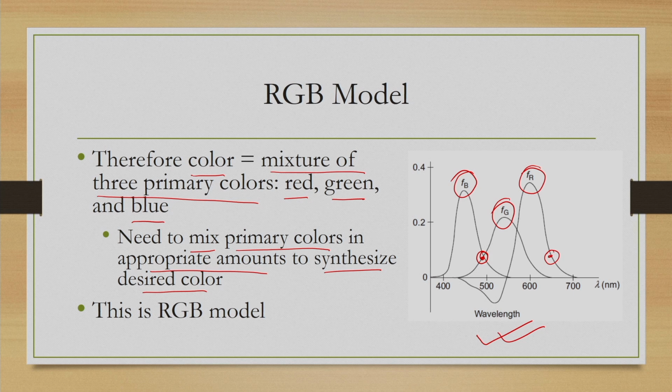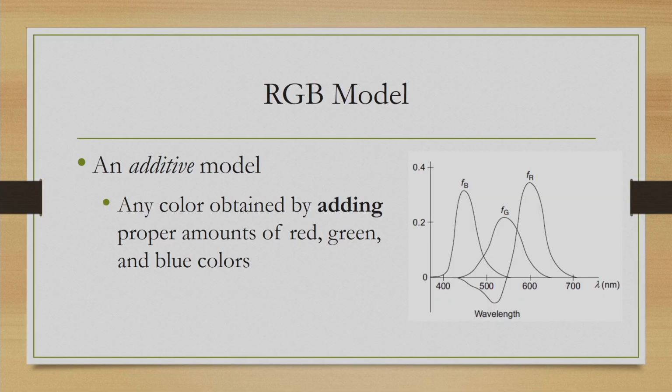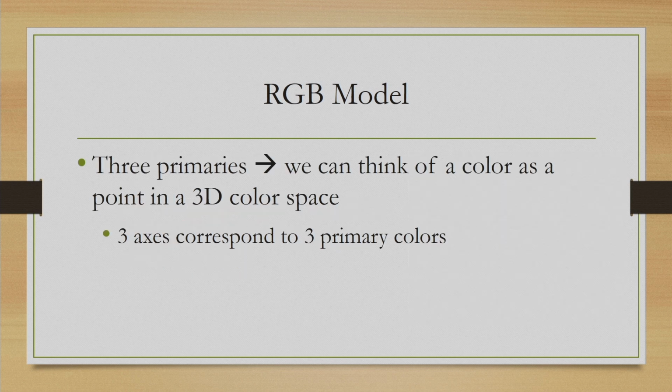Now, the idea is to mix them. What do we mean by mixing them? Here, when we talk of mixing, we mean we add the colors. So, RGB is an additive model. Here, any color is obtained by adding proper amounts of red, green and blue colors. This is important to remember, that this is an additive model.